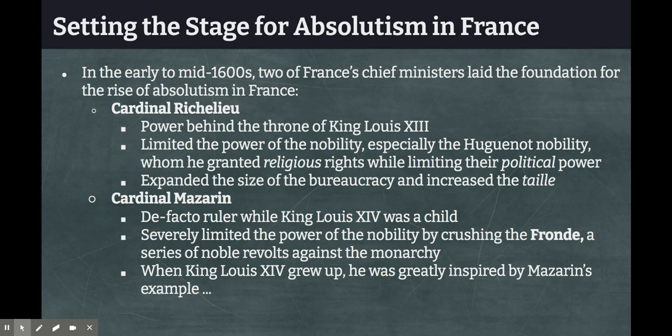And what he did is when Louis XIV was, I think he was actually a teenager, there was an uprising of the nobles against the monarchy because they were mad they were losing a lot of their power, right? And what Cardinal Mazarin did is he violently crushed this revolt. So you can imagine how that lays the foundation for absolute monarchy. It's taking a lot of power away from the nobles.